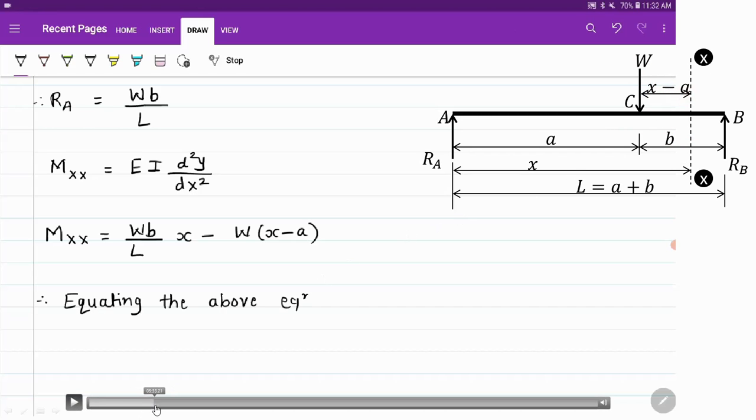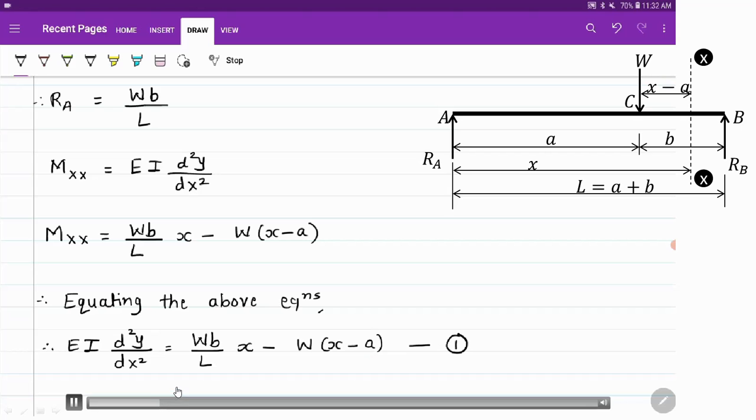So now equating the above equations, we can say that EI d2y by dx square is equal to moment about section XX, that is this particular term, Wb by L x minus W into (x minus a). Let us call this our equation 1.